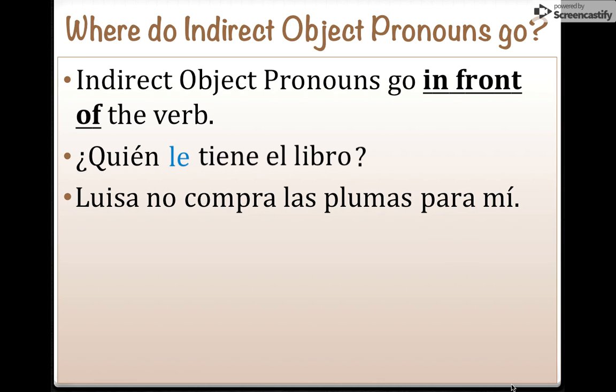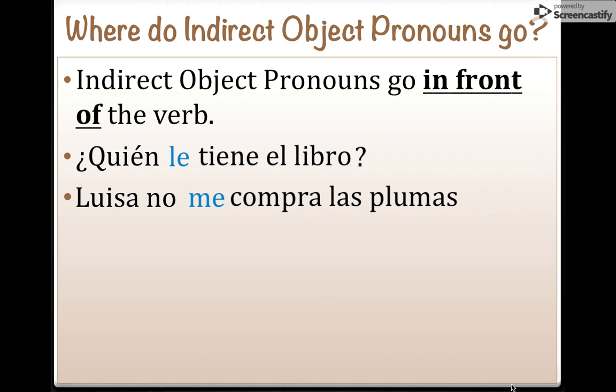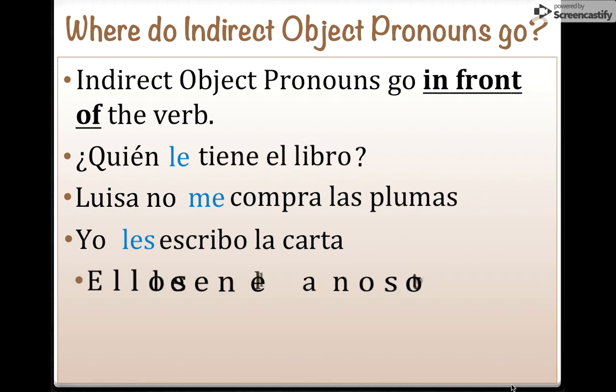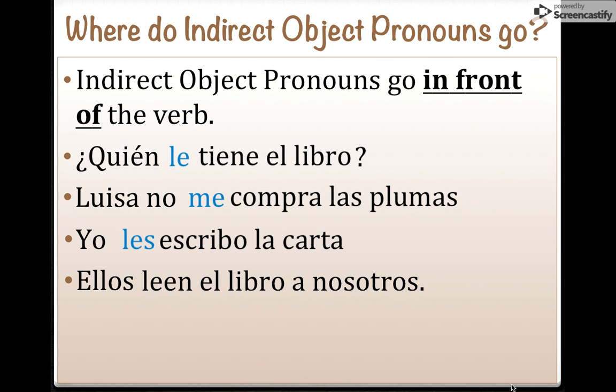Luisa no compra las plumas para mí. So Luisa does not buy pens for me. Para mí is your indirect. That turns into me. Replace that with the me and put it before the conjugated verb. And then you have Luisa no me compra las plumas. Okay, the next one. Yo escribo la carta a mis amigos. I write the letter to my friends. So a mis amigos is going to be your indirect, and then you're going to have les. The les will be before the conjugated verb, and then it turns into yo les escribo la carta.